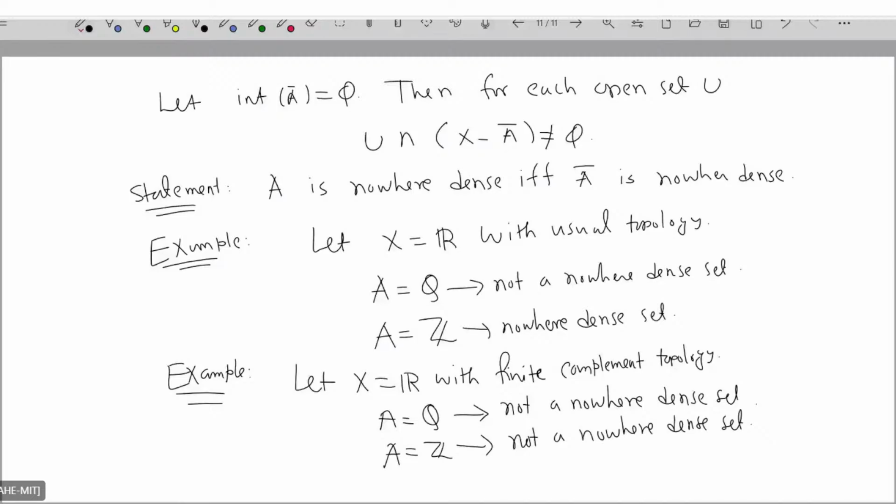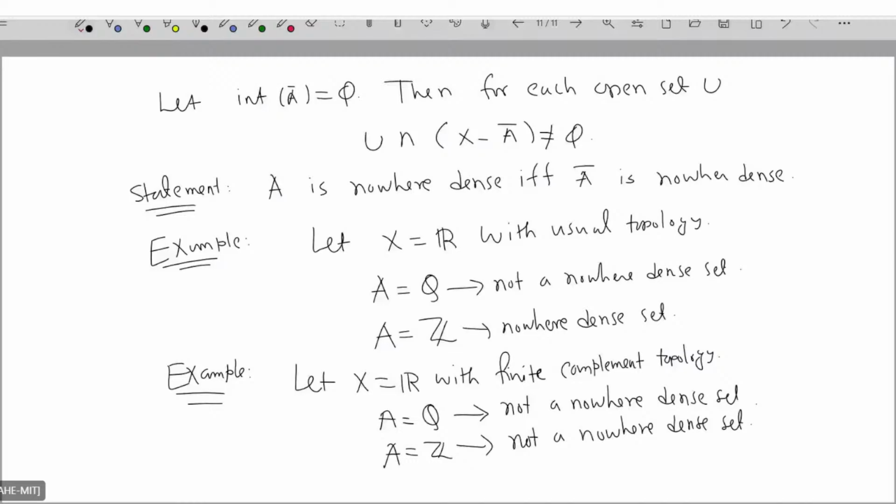Is a finite set a nowhere dense set? In this case, a finite set, is it a nowhere dense set? It looks like you are not understanding at all. That indicates that most of you have forgotten about topology. Okay, so anyhow, I have to continue.